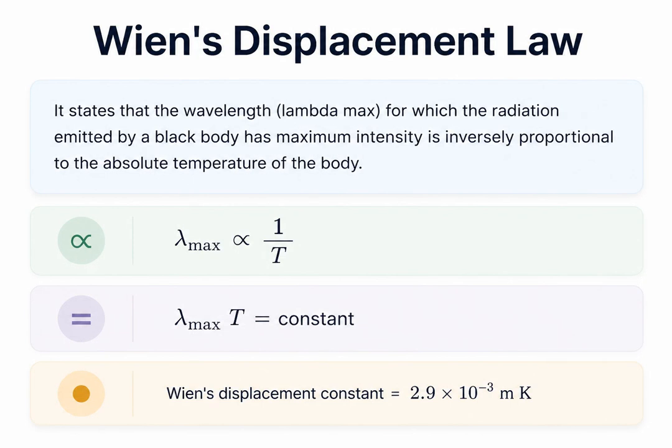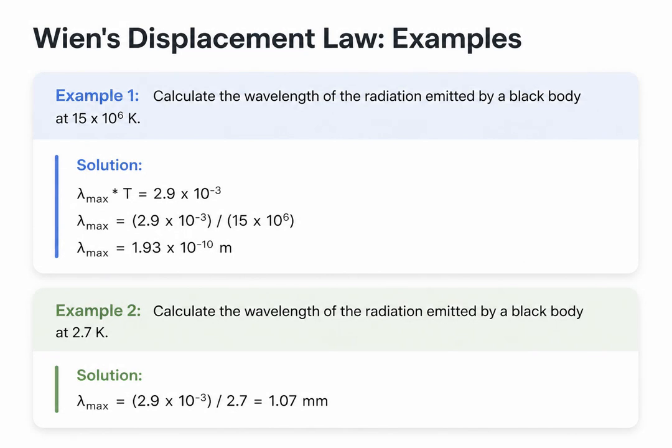This shifting of the peak wavelength is mathematically described by Wien's displacement law. It states that the wavelength at which a black body emits maximum intensity is inversely proportional to its absolute temperature. We can write this as lambda max times T equals a constant. That constant, known as Wien's displacement constant, is experimentally found to be 2.9 times 10 to the negative third meter Kelvin.